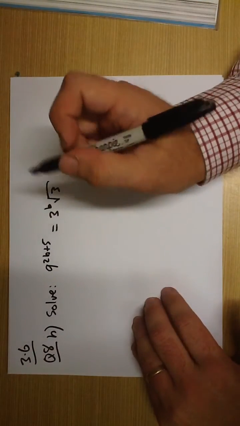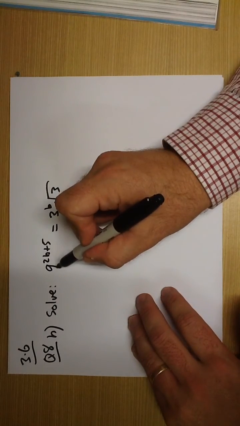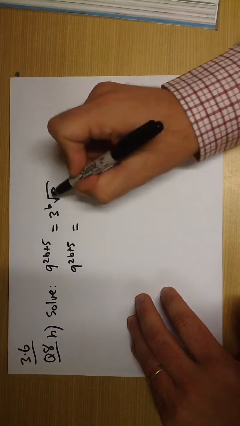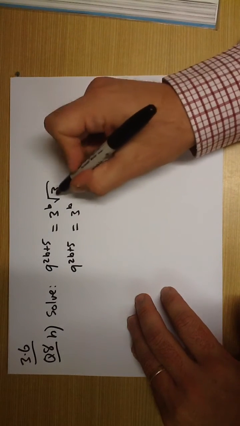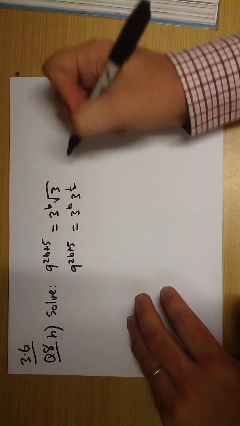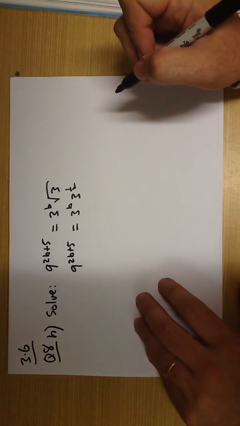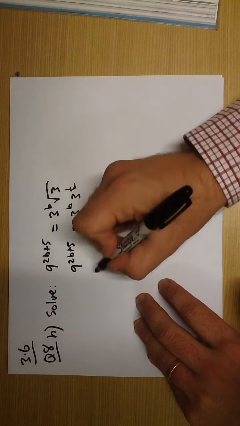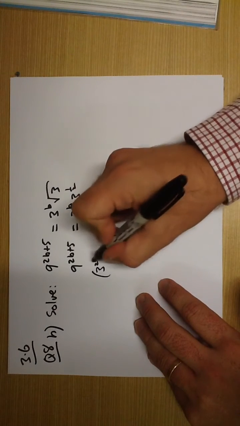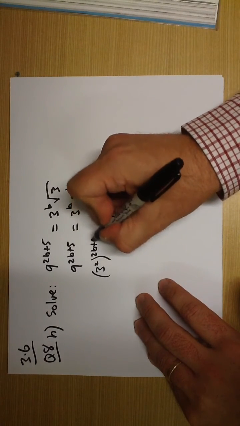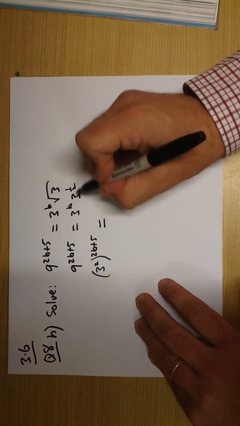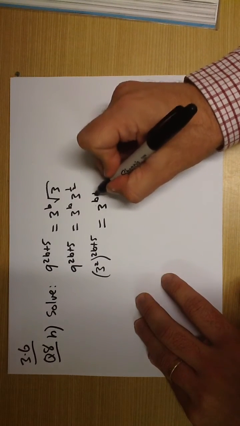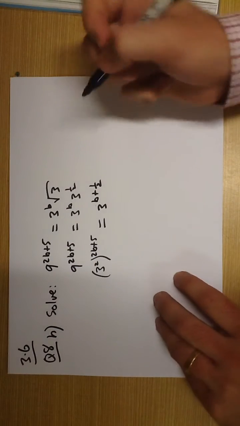Let's just tidy things up a bit. This 9 to the power of 2b plus 5 equals, now this here is 3 to the b, and this here is 3 to the half. If you remember, the square root becomes 3 to the half. Now this is a 9, but these are 3, so let's make this 3 squared to the power of 2b plus 5, and this equals, well, when you multiply, you add the indices, so that's 3 to the power of b plus a half.